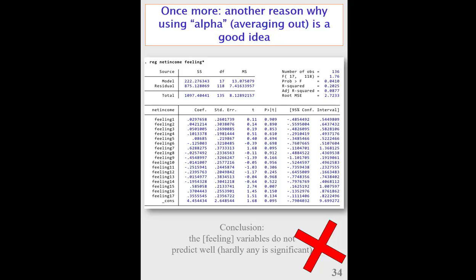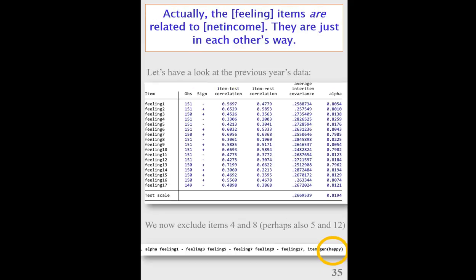So if you do the actual alpha thing beforehand, so okay, we have here alpha again. I think I include 4 and 8 here. You could think about some other ones as well. Doesn't matter so much. In any case, I create now my variable happy, and I use that happy variable instead of the separate feeling items to see what happens now.